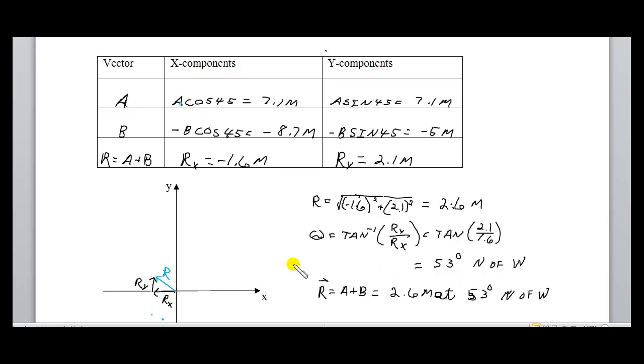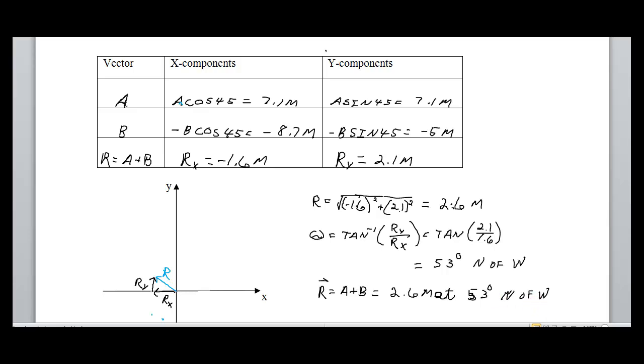In other words, if I want to go west, I'd go this way, but to get on my vector r, I'd have to go 53 degrees toward the north. So in other words, the resultant, which is the vector sum A plus B, is equal to the magnitude of 2.6 meters at an angle of 53 degrees north of west.